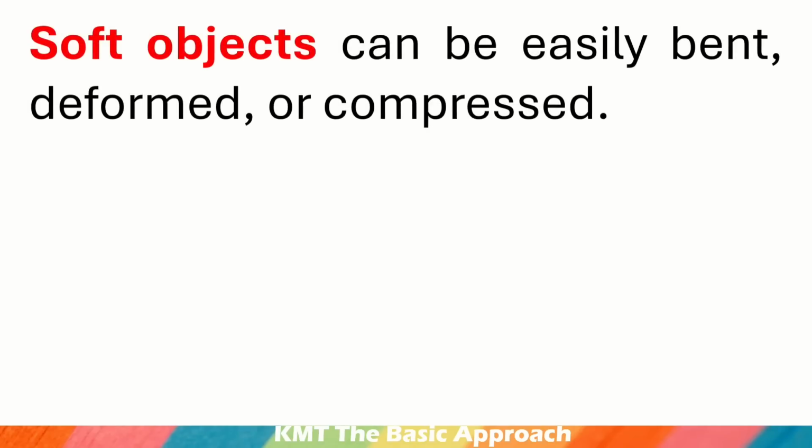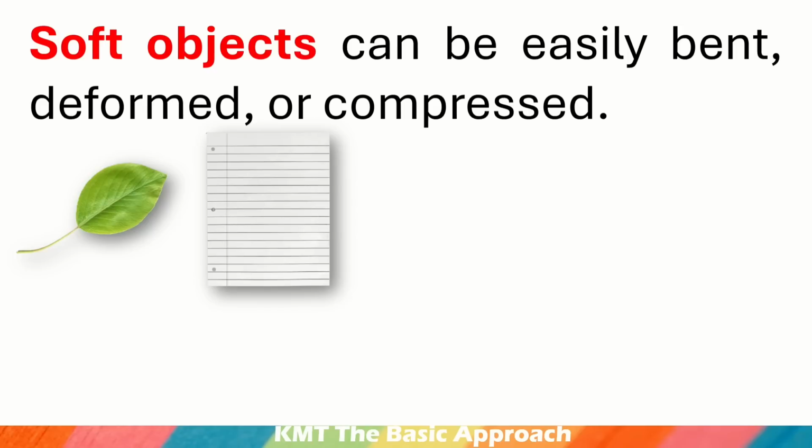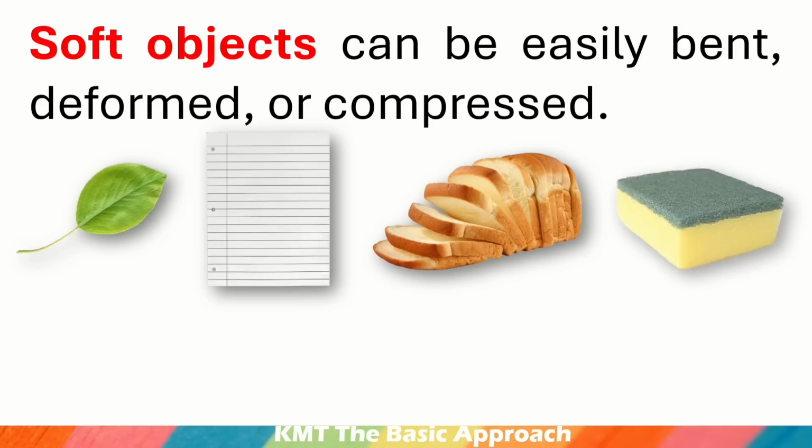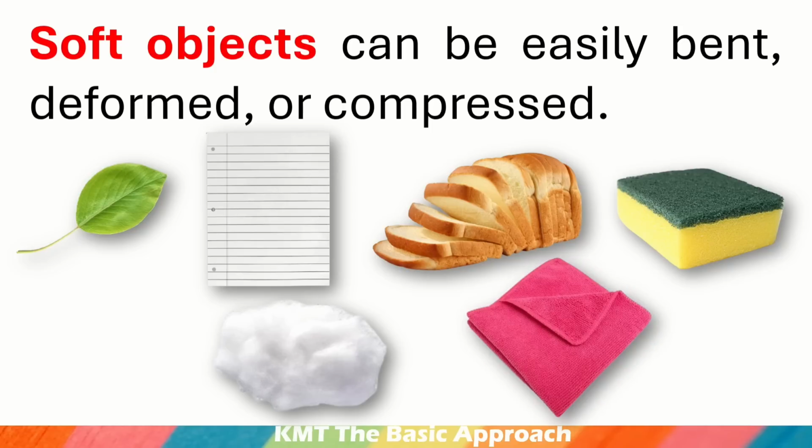On the other hand, soft objects can be easily bent, deformed, or compressed. Can you name objects that can easily bend? A leaf, paper, bread, sponge, cotton, and cloth are examples of soft objects.